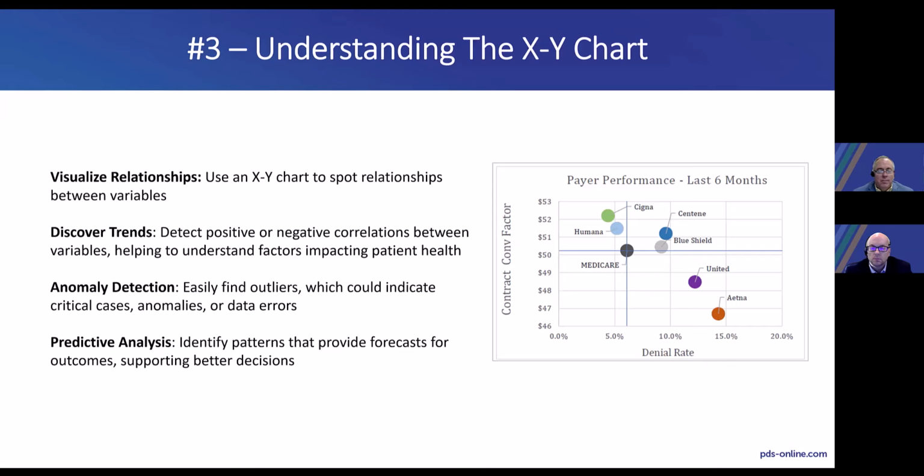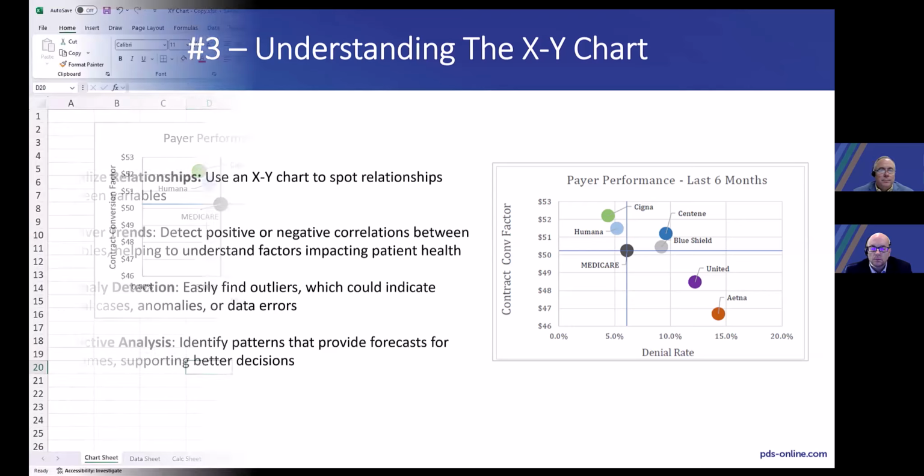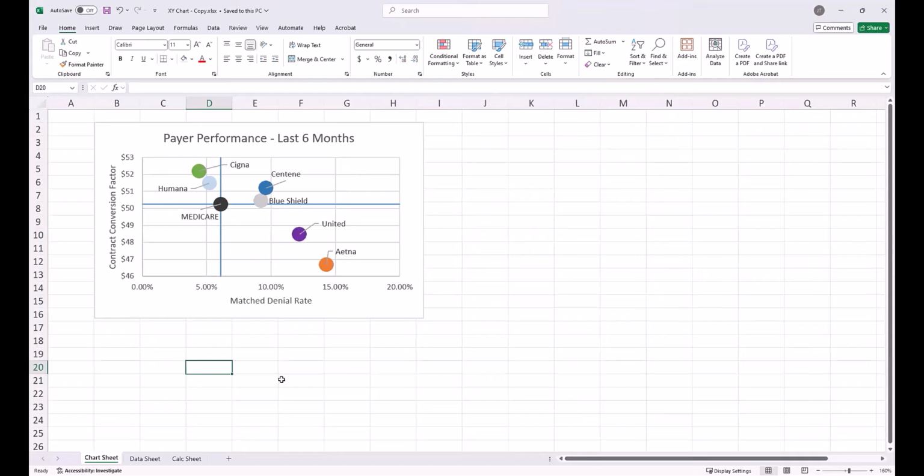In this case, our payers are performing against a benchmark, but it gives us a lot more information than we might see in the bullet chart. So with that, Jared, why don't you walk us through the steps to building out the XY chart? So this is what the XY chart should look like when you're finished.